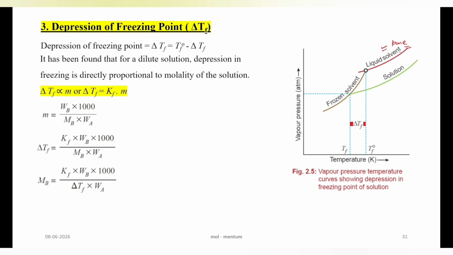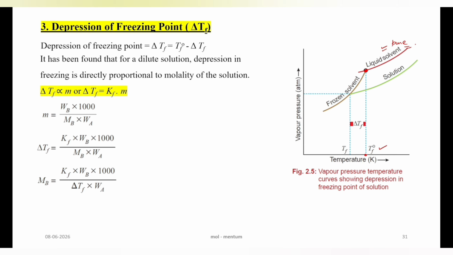Second thing is, this is the liquid solvent, the pure solvent. This red line represents the pure solvent. You can see this point is the freezing point for the pure solvent. So I can write this temperature as delta TF naught. Naught again represents pure. This is for pure.